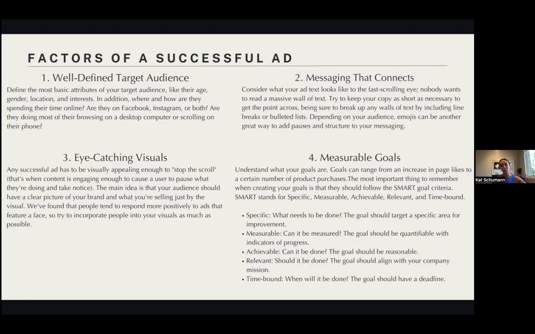Then measurable goals. I have to talk people off the ledge of, am I wasting money with advertising, every day. A successful Facebook campaign is understanding what your goals are. They can range from an increase in likes to number of product purchases. You want to use the acronym SMART: specific, what needs to be done; measurable; achievable; relevant, should it be done, does this even matter to anyone; and time bound, when does the goal have a deadline? So do you want people to come to your open house? Do you want people to come to your event?